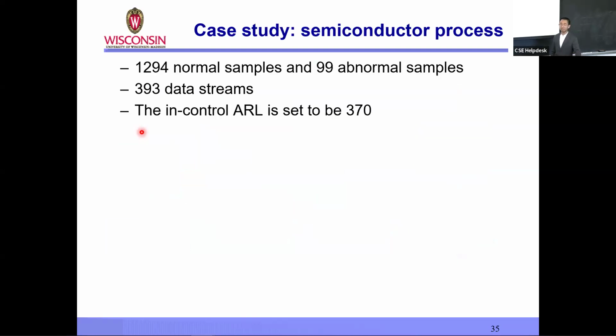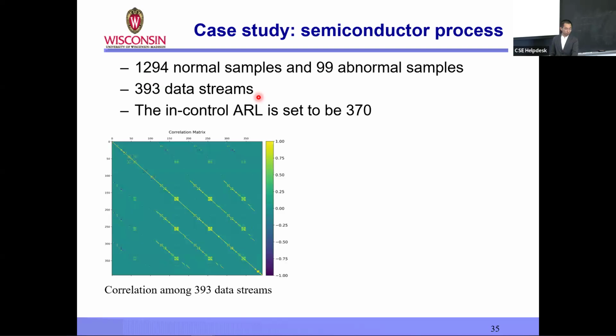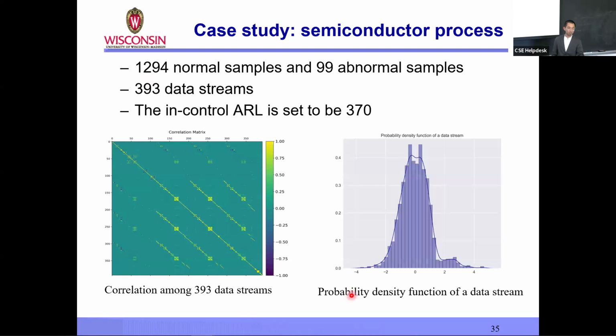So also we consider another case study for this method. We have around 1,300 normal samples and 100 abnormal samples. In these scenarios, we have around 400 data streams in total. This is a heat map for the correlation matrix among these 400 data streams. And I also plotted one PDF for one data stream, which shows that the data is not following normal distributions.